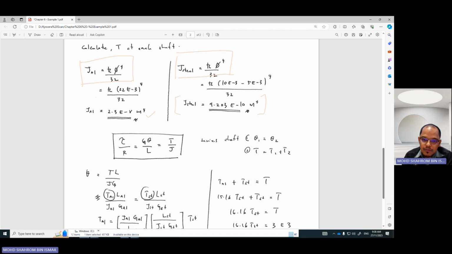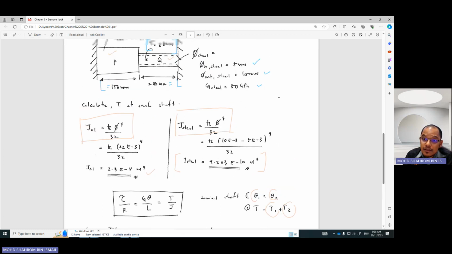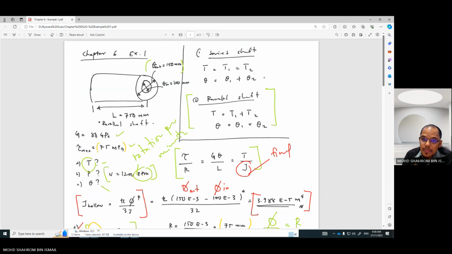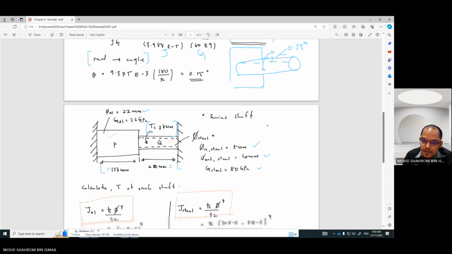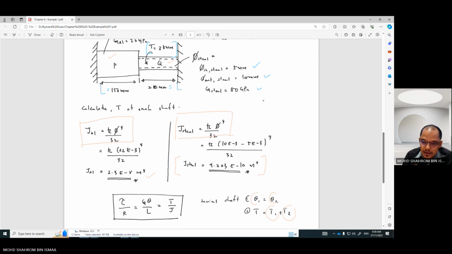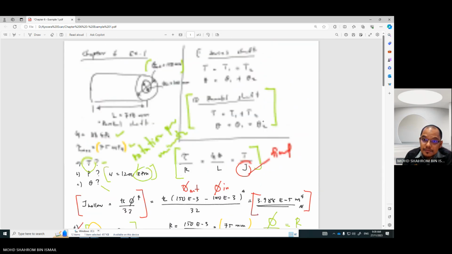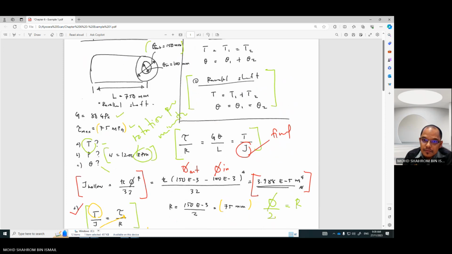So we go by a series shaft. A series shaft means what? The torsion has to be multiplied by each, while the angle of twist is equivalent. Okay, so let's check. Series shaft is here. Separate shaft.